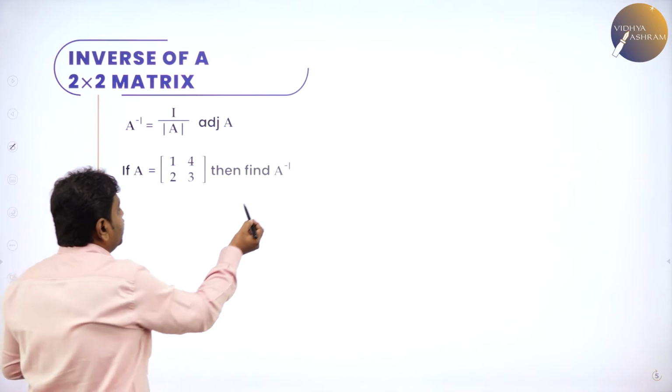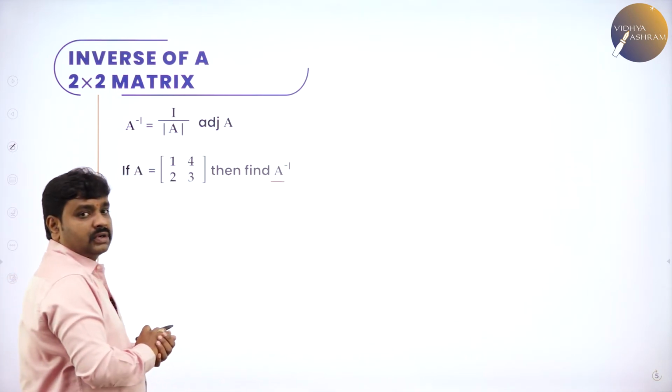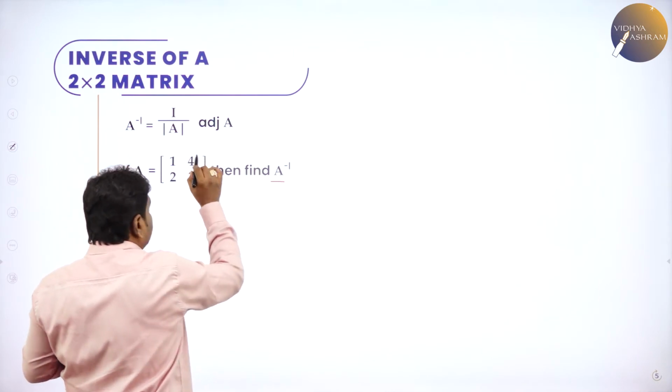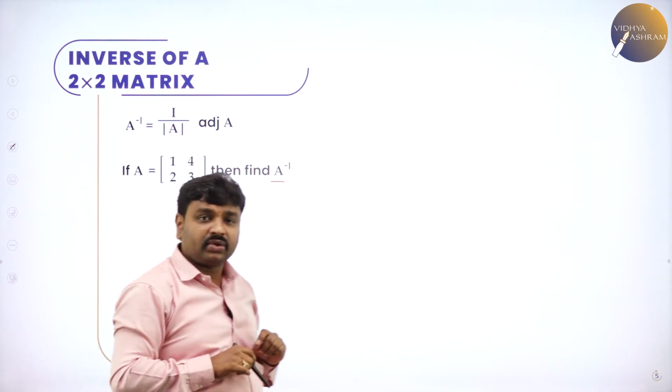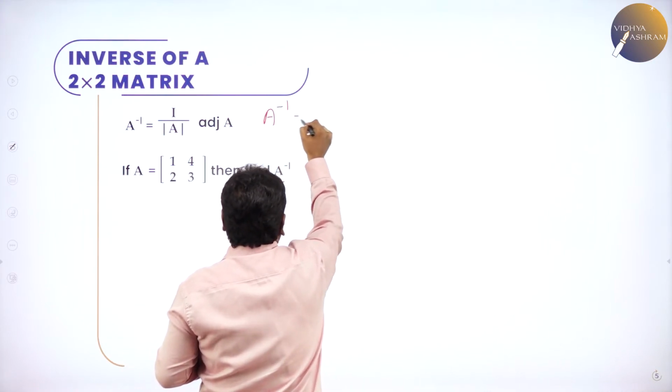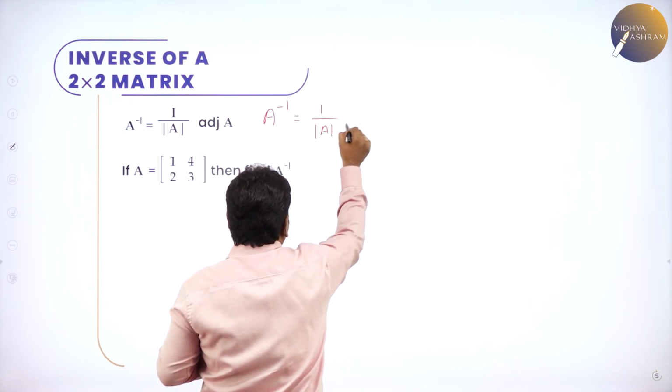If they ask you to find A inverse, what is the formula for A inverse? A inverse is 1 divided by determinant A into adjoint A. So how to find A inverse? A inverse is 1 by determinant A into adjoint A.